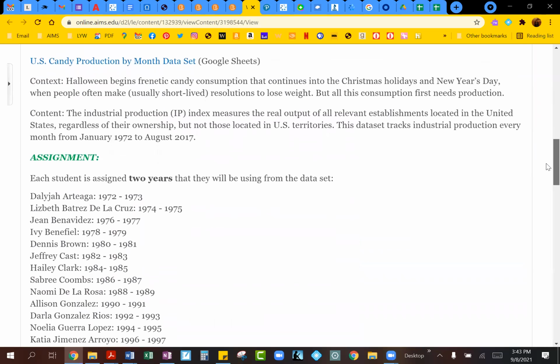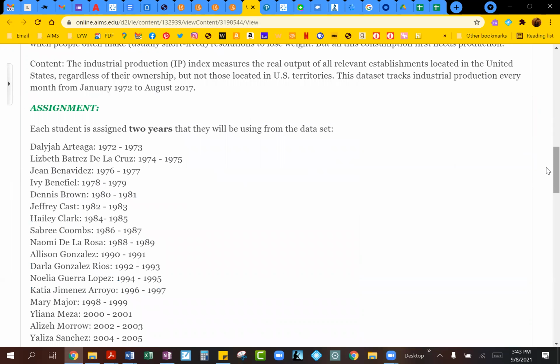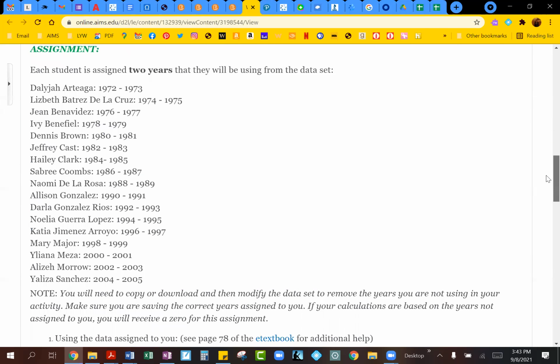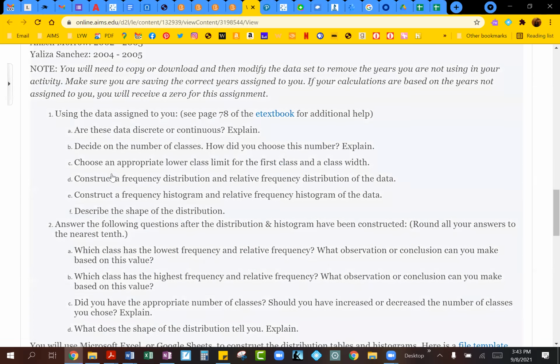And I have assigned each one of you 2 years worth of data. So you will actually have 24 values in your data set. And this is what you are going to be working on: you are actually going to decide how many classes you should have, what your lower class limit, what your class width, what your frequency distribution and relative frequency distribution is going to look like. And then you have to come up with histograms based on those two values. So one histogram for the frequency distribution and one histogram for the relative frequency.